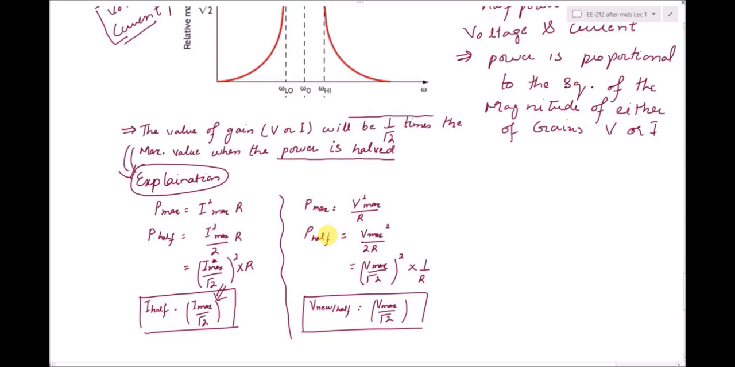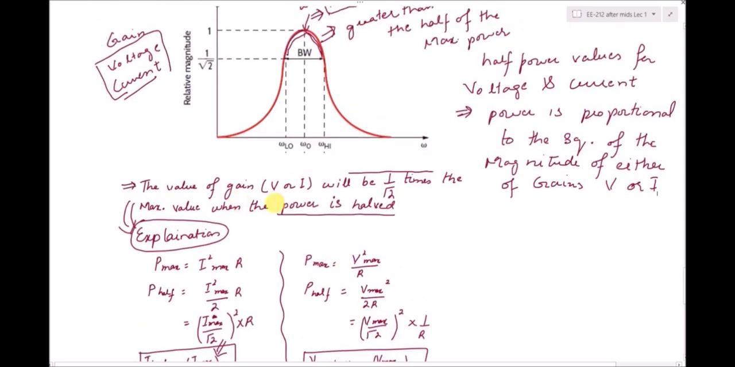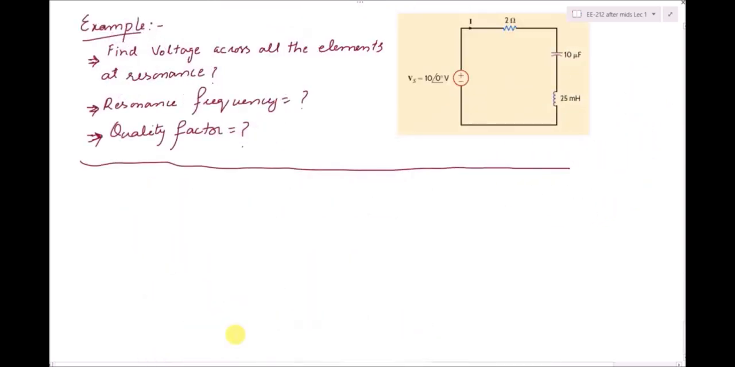Similarly, if I have to calculate the half power using the voltage equation for the power, that will be P max is equal to V square max over R. If again I have to calculate the half power, I have to divide the formula by 2, and by bringing 2 inside the square, it will become under root 2, and the new value of voltage for which the power will be half of the maximum will be V max over under root 2. So that's why I say that the value of the gain V or I will be 1 over under root 2 times the maximum value when the power is half, right? And this 1 over under root 2 is because power is proportional to the square of the magnitude of either gains V or I.